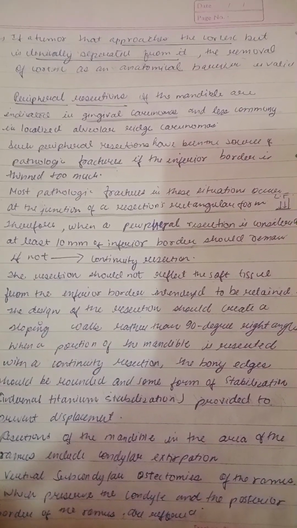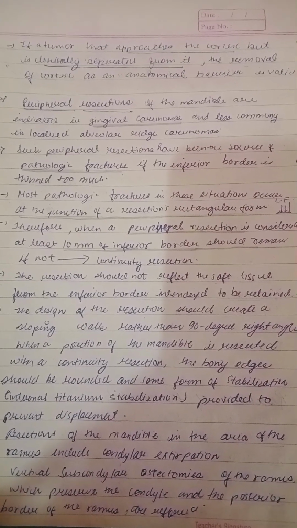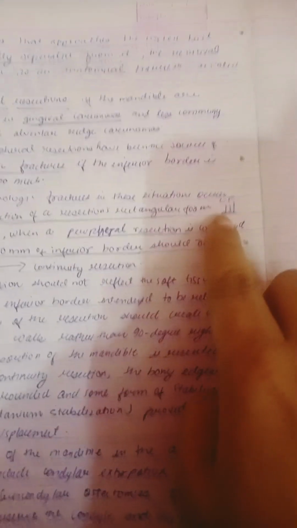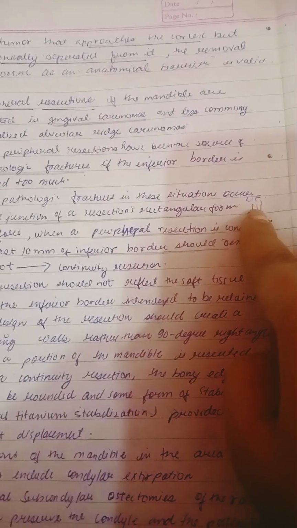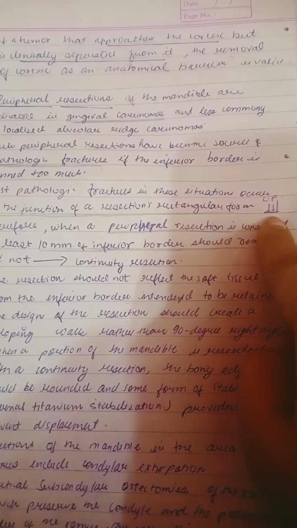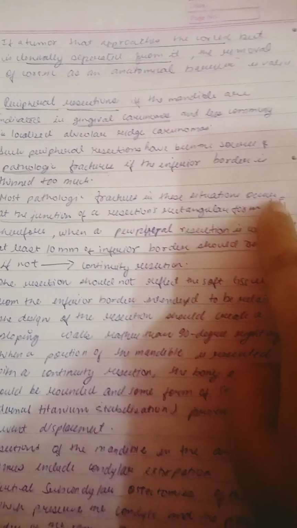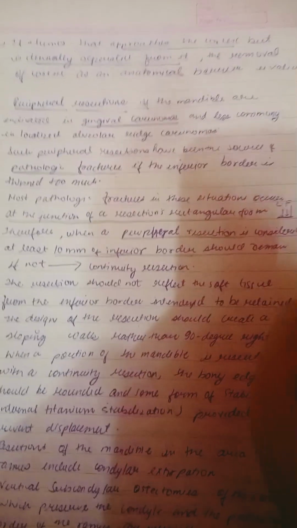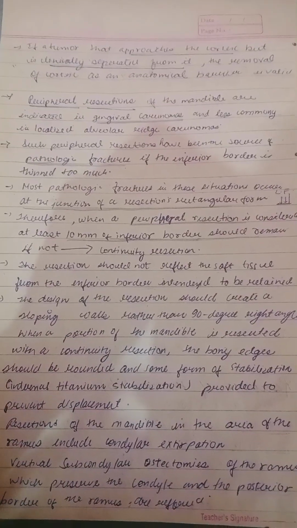Most pathologic fractures in this situation occur at the junction of a resection's rectangular form, which means that there is one horizontal and one vertical border and the loading force is on the horizontal one. So when the resection is in the form of a rectangle, the chances of pathological fracture become more. Okay, the chances of pathological fractures will be more.